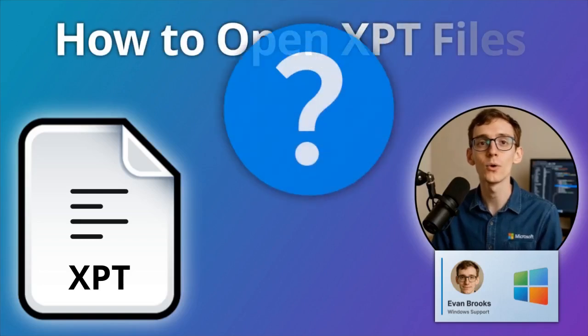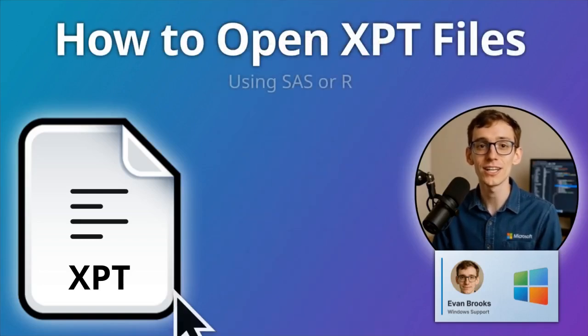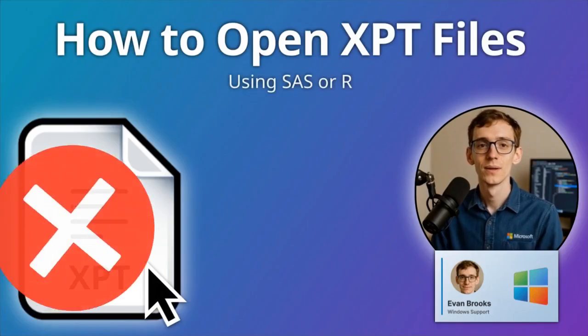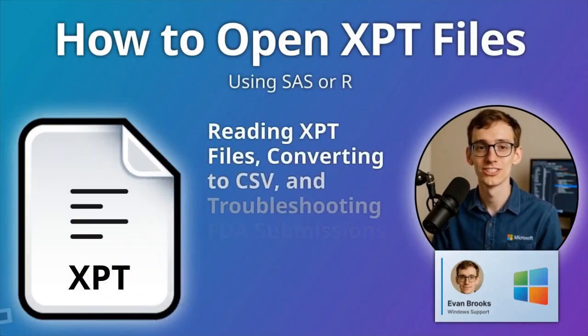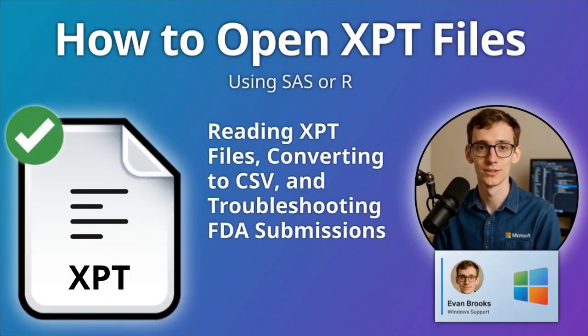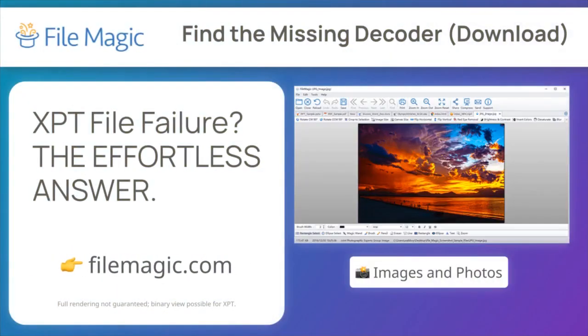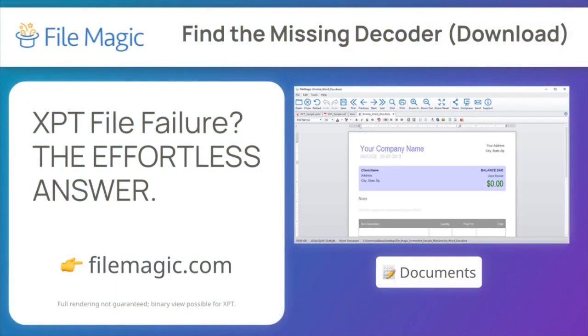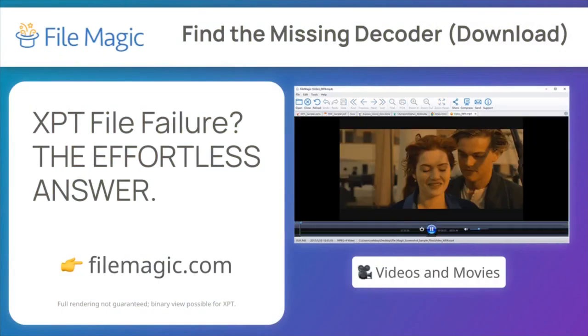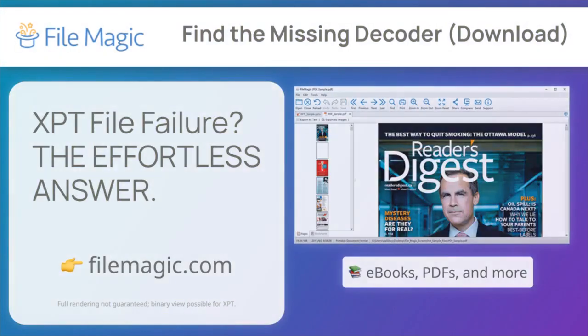An XPT file crossing your desk means someone has shared a SAS Transport File, a format purpose-built for exchanging statistical datasets across platforms. I'm Evan Brooks, Certified Support Engineer, and I'll help you read, convert, or migrate this data with confidence. The fastest way to confirm a file's state is with a dedicated file reader. It's better at handling XPT files with integrity issues than most dedicated programs.